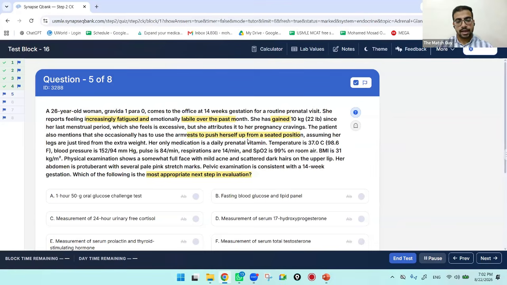So whenever they tell me inability to stand, inability to climb stairs, inability to comb my hair, they are talking about proximal muscle weakness. That's their way of saying proximal muscle weakness. That's a very high yield thing for any neurologic question or any weakness question. So we're already thinking proximal myopathy. Okay, vitals. Oh, we have hypertension.